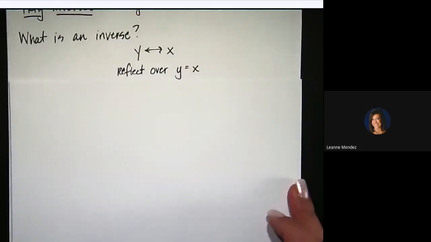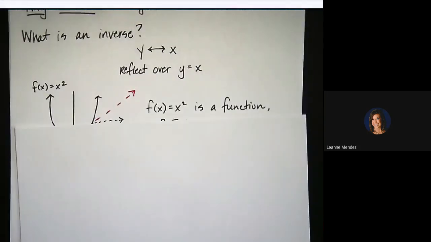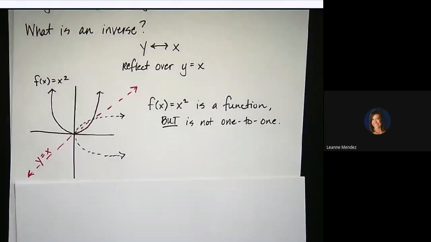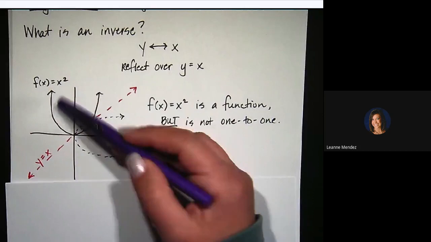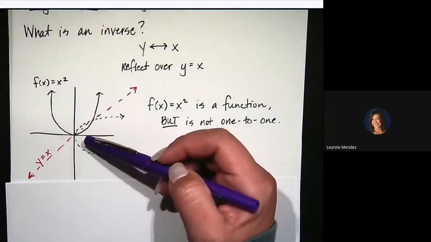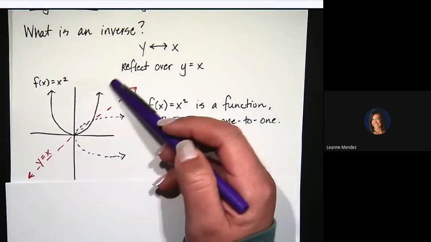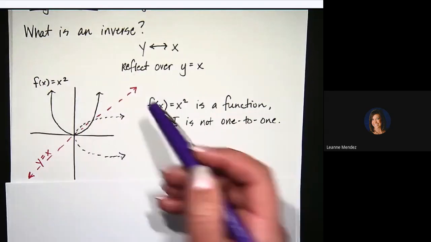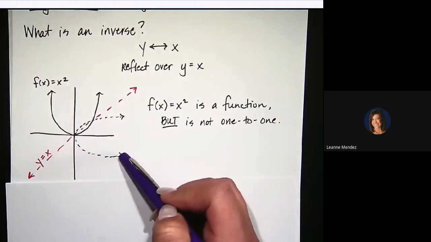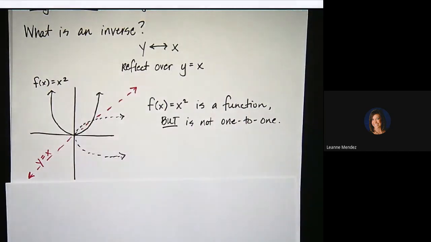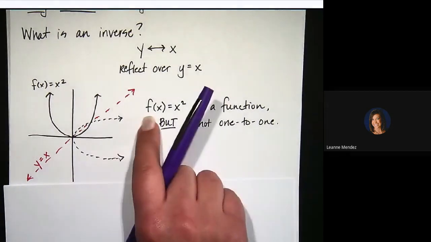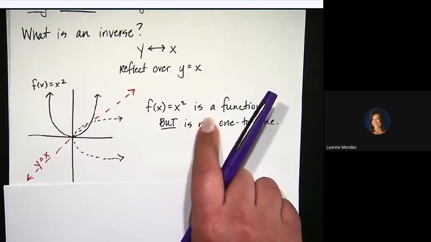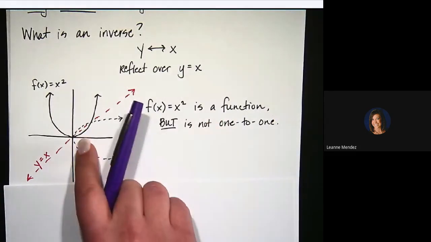So I've already graphed out a picture of a graph that we've seen before. Here we've got a parabola, x squared. And then if I reflect it over the line y equals x, then it turns into this dotted graph. The only problem with this graph, as we learned in first semester, is that when I reflect x squared, it's a function, but the inverse is not a function.